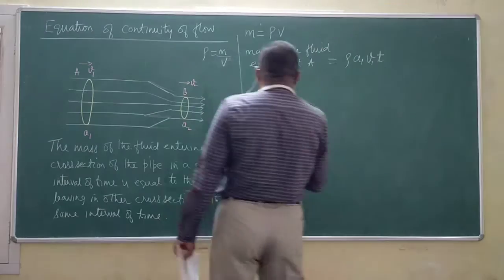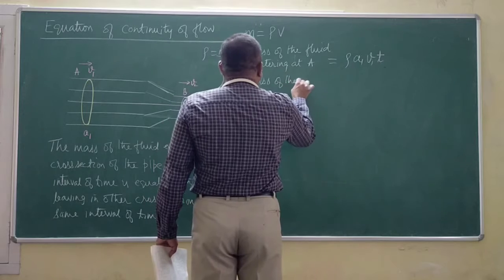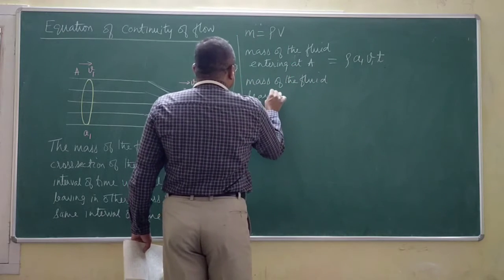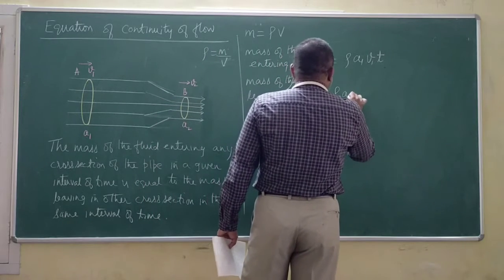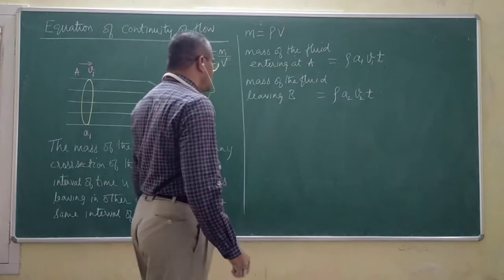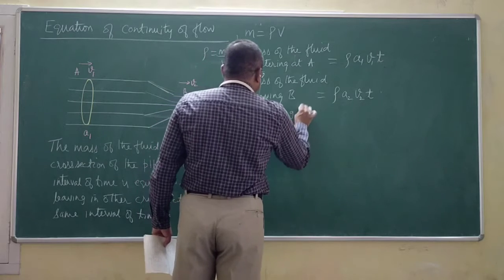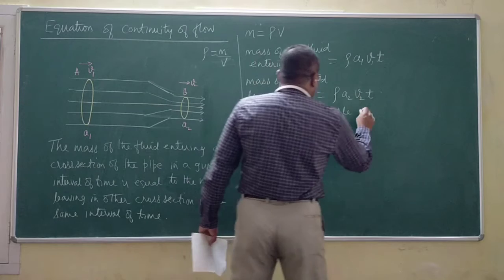Exactly in a similar way, the mass of the fluid leaving B can be written as rho A2 V2 t, according to the principle of continuity.